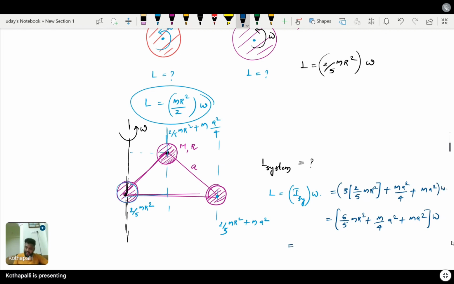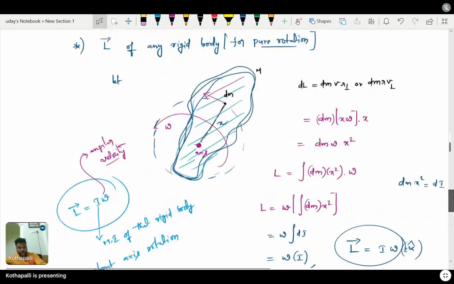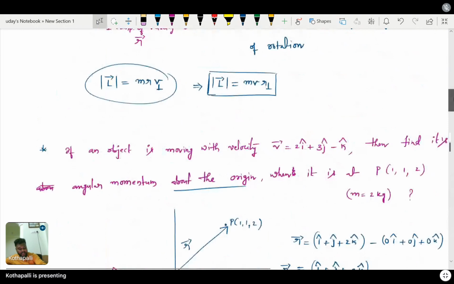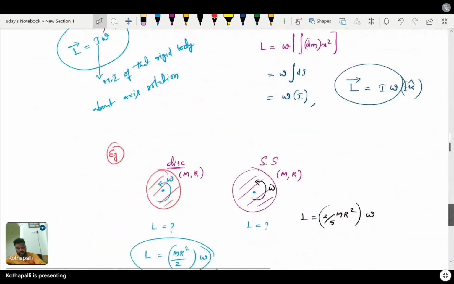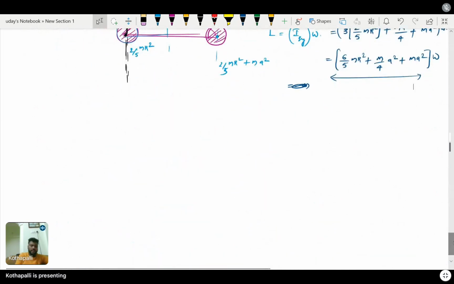Moment of inertia into omega only, no. So if any common points are there, m can be taken common. Okay, let it be. Why take m alone? This is the answer. I omega. The angular momentum of any rigid body is moment of inertia times omega. Understand? So in total, four conditions we discussed today fully. Point mass case has three conditions for angular momentum, and for a rigid body one condition is there, which is I omega. Okay or no?